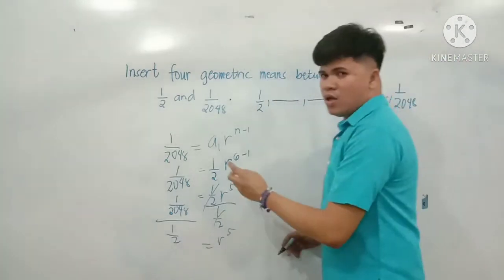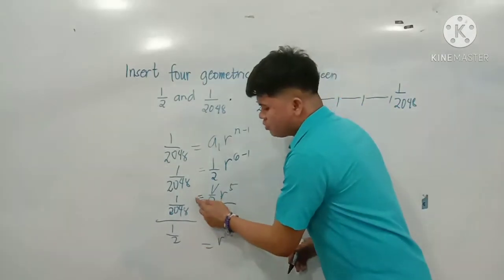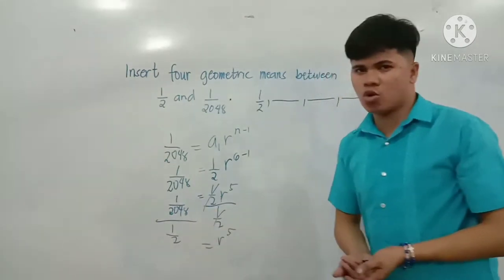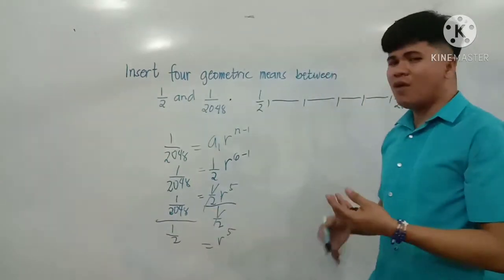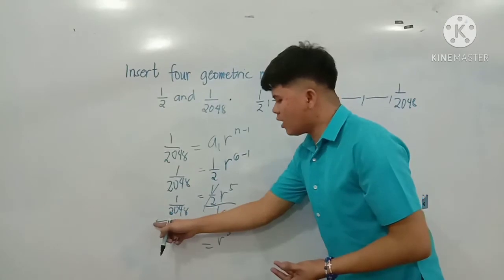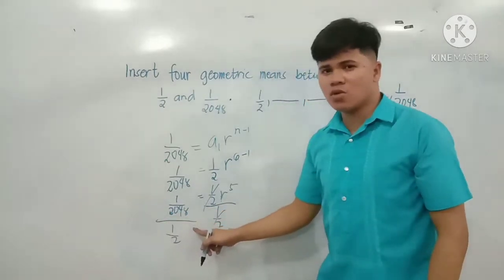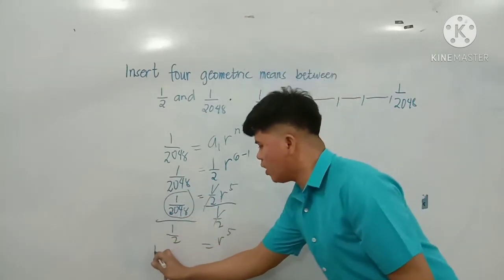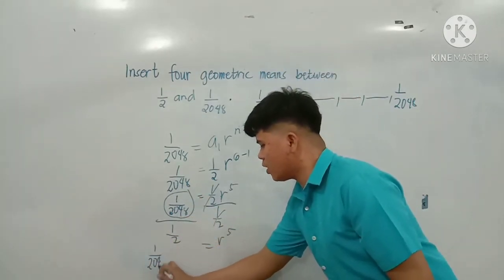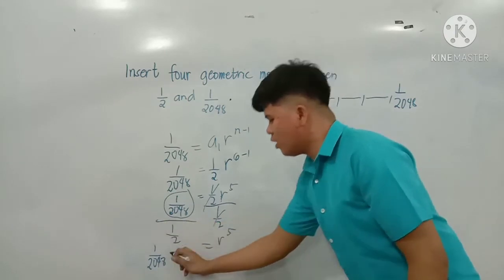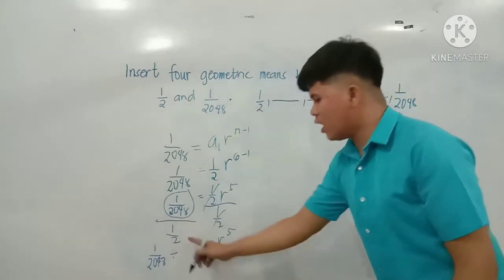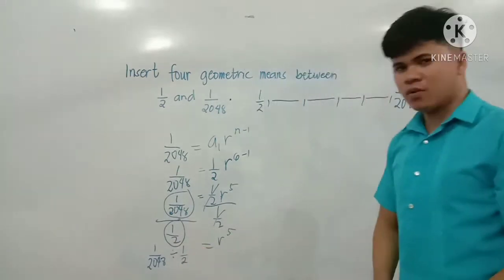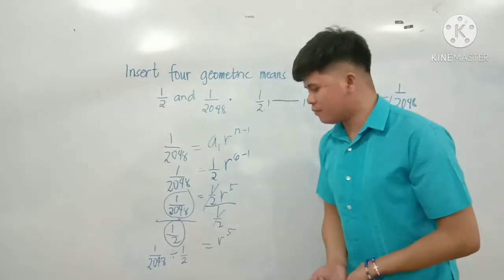If you observe the terms on the left side of the equation, it looks like a complex fraction. To avoid that, we rewrite this fraction bar into a division symbol. So this is our numerator, we have here 1 over 2048, and this fraction bar we change into a division symbol. And this is our denominator, so we copy 1/2. So I think you are getting the idea.